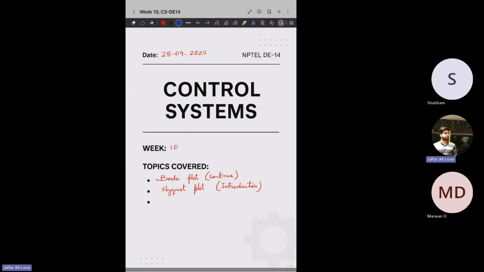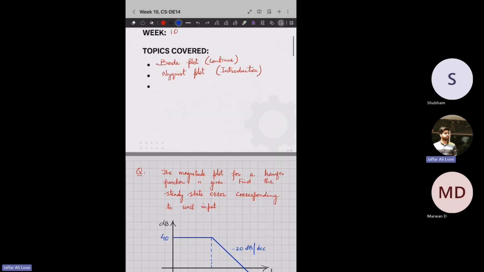Today we will again solve some more problems based on Bode plot, more or less similar problems, so that will give you more confidence and will also help you solve some problems in your assignment for this week. And we will also see how to draw a Nyquist plot. In the next week, which is very, very important, we'll have Nyquist stability criteria. Okay, so let's start today's session with this question.